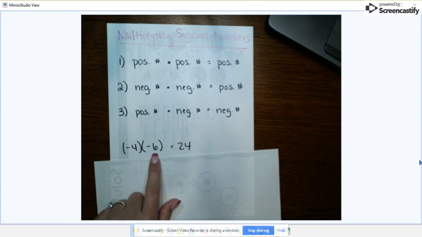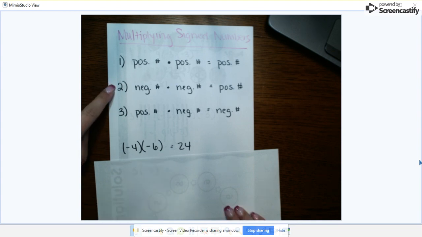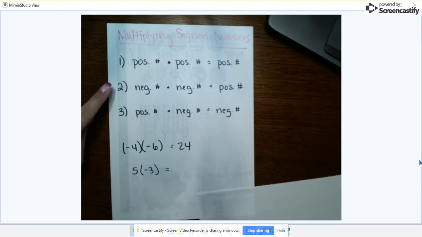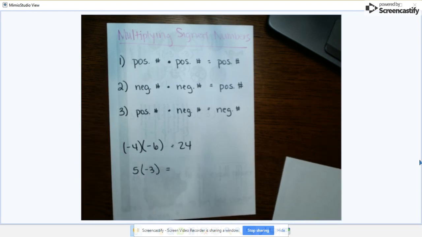So here's an example. I have a -4 times -6. According to rule number 2, that is a positive 24. You guys please tell me, what is 5 times -3?